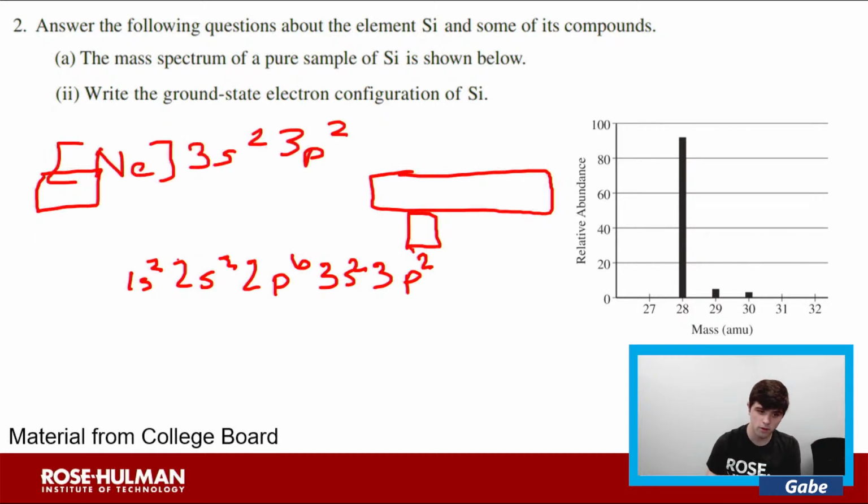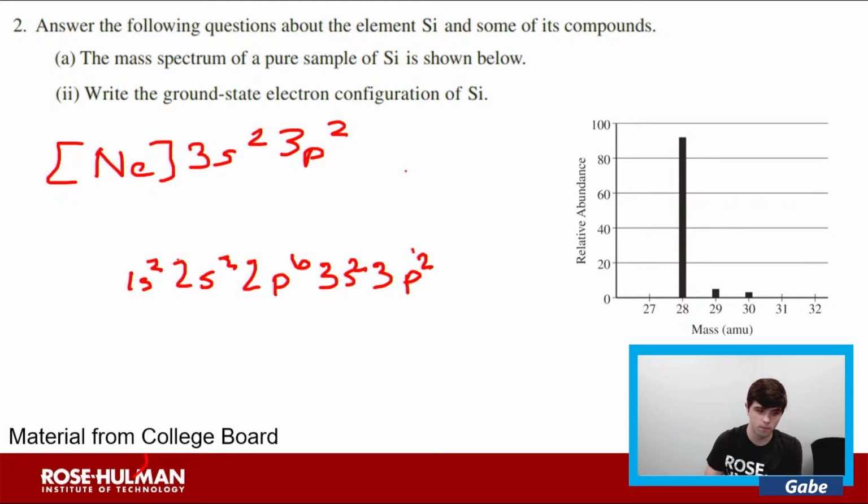So when we go back to this problem, we can represent it as 1s2, 2s2, 2p6, 3s squared, 3p squared. So this can be our final answer.